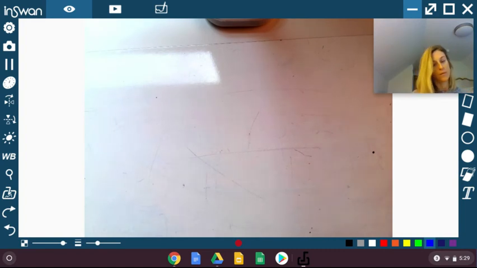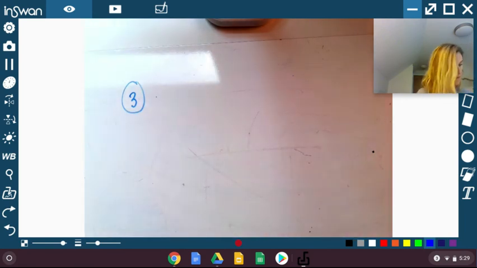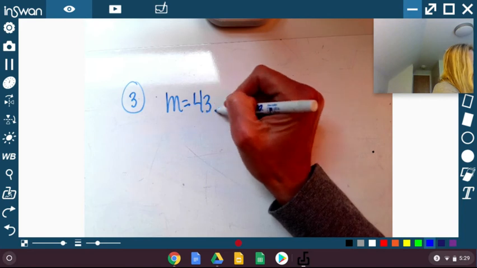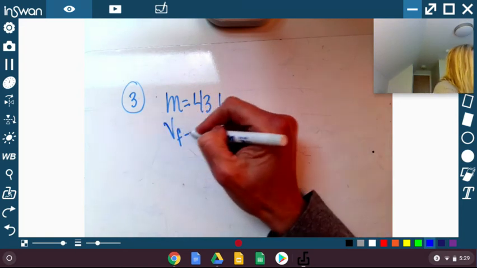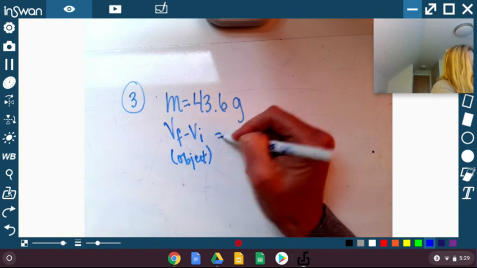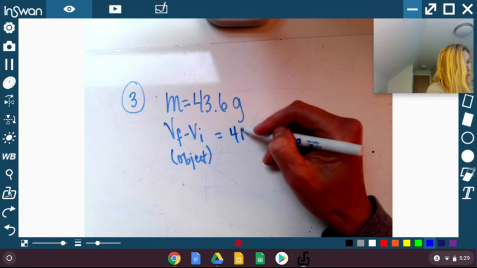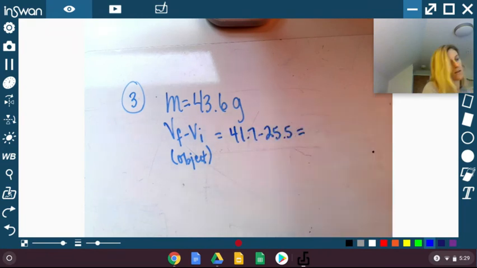So number 3, you have the mass is 43.6. You have the volume. So the volume of the object, again, is final minus initial. So if you take 41.7 and subtract 25.5, let's see what that is.